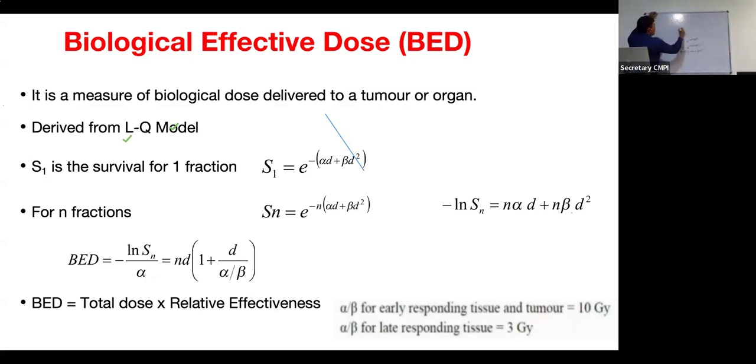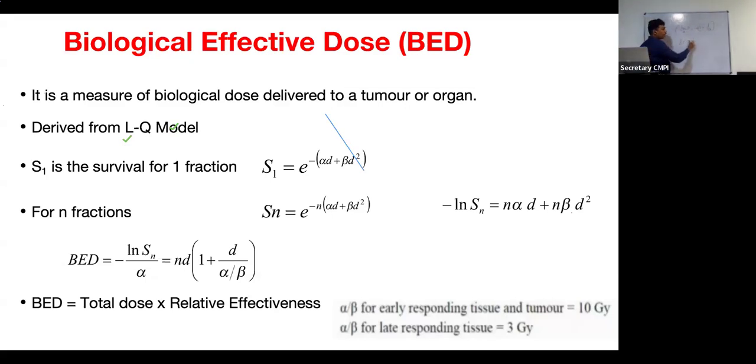Okay. So minus ln survival fraction divided by alpha is equal to nd into 1 plus d by alpha by beta. This is the equation for minus logarithm of survival fraction divided by alpha. Now this term is called BED. The full form is biological effective dose. So biological effective dose is equal to nd into 1 plus d by alpha by beta.